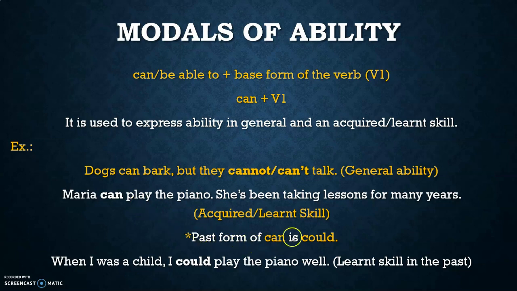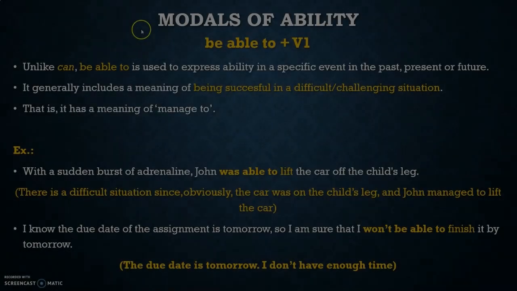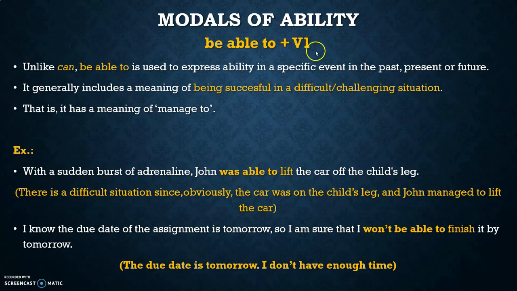The past form of can is could. In other words, we use could to talk about general ability or learned skills in the past. The second modal of ability is be able to. Unlike can, which is used for general abilities, we use be able to for specific abilities which often take place in a difficult situation in the past, present, or future. In other words, it has a meaning of being successful and managing to do something in a difficult situation.